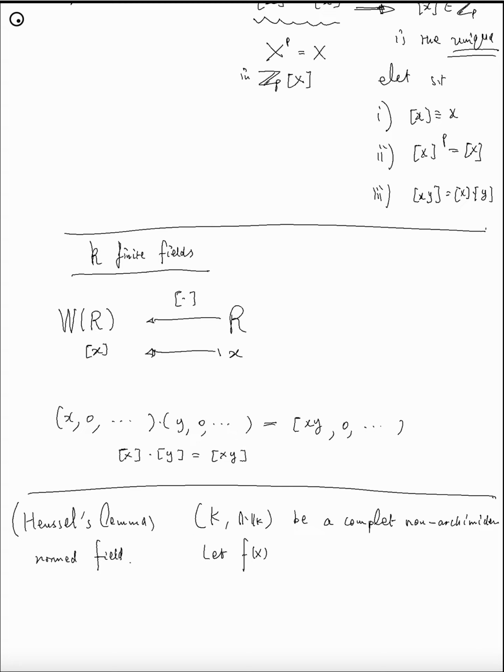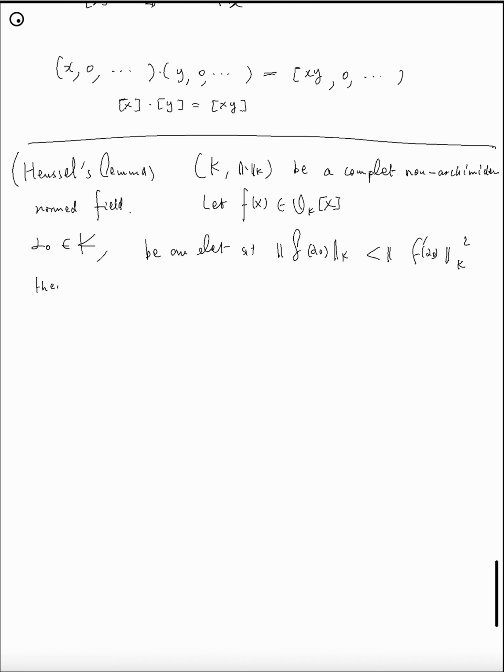Let f(x) in the integer coefficient polynomial ring, and let alpha_0 be an element of this field K such that the norm of f(alpha_0) is less than the norm squared of f'(alpha_0). Then the following sequence, alpha_{i+1} defined to be alpha_i minus f(alpha_i) over f'(alpha_i) for i greater than or equal to 0, converges in K to a root of f(x).